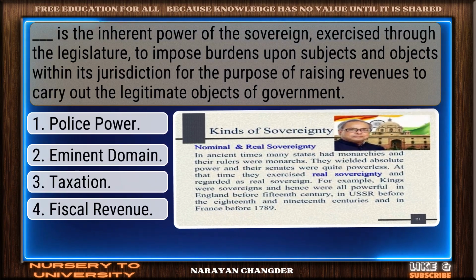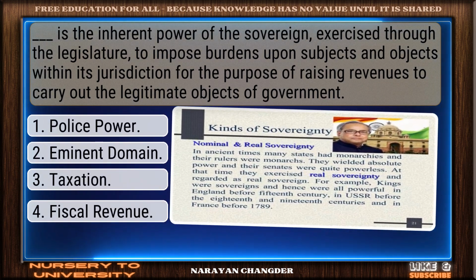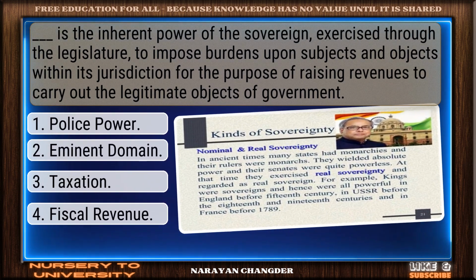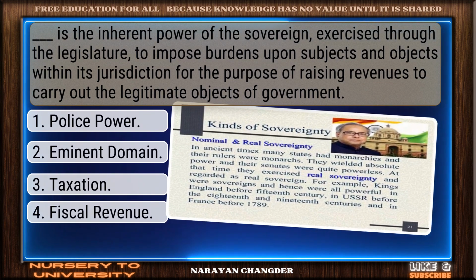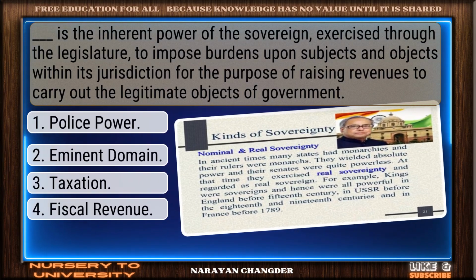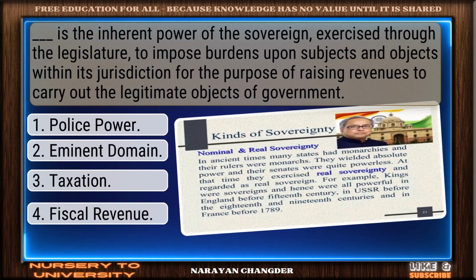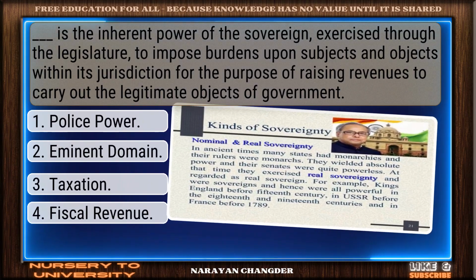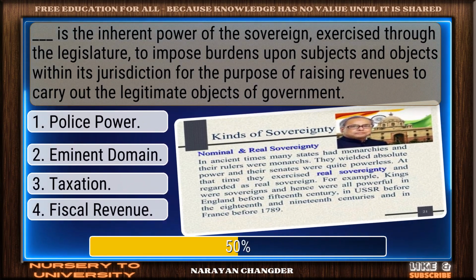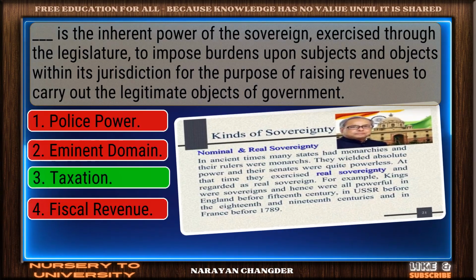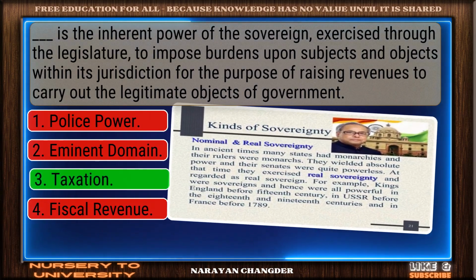Dash is the inherent power of the sovereign, exercised through the legislature, to impose burdens upon subjects and objects within its jurisdiction for the purpose of raising revenues, to carry out the legitimate objects of government. Perfect. Taxation is the correct choice.